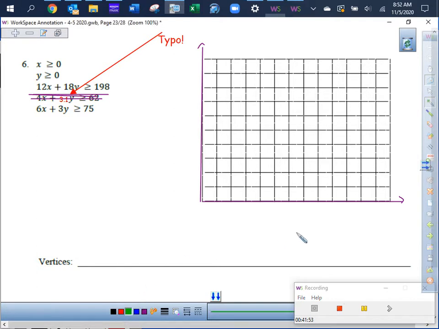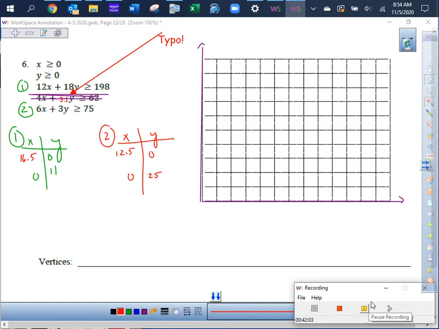Baby tables. Please pause the video, make a little baby table for line 1 here, and then make a little baby table for line 2, and then join me again. Hopefully, you got your table to be this. You got a 16.5 and an 11 in table 1, and a 12.5 and a 25. What is this important for? Finding the scale of what to count by.